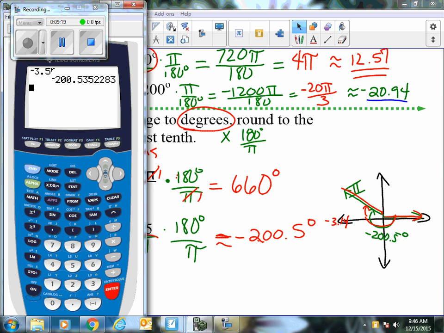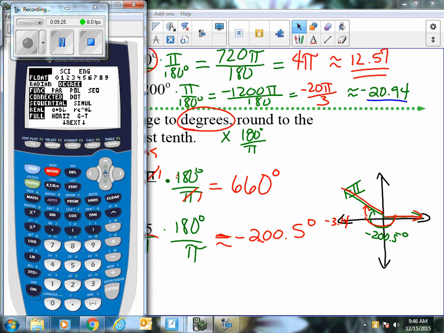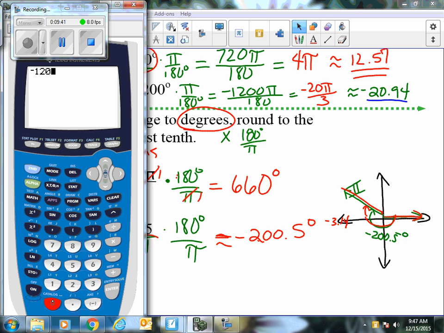Now going the other direction, I'll do that negative 1200 from up top. For that one, you have to change your mode into radians, because you want to change negative 1200 degrees into radian measure. So we need to go the other direction. Whatever you want your answer in, that's what mode your calculator has to be in. All right, so let's try that. We're going to type in negative 1200. Remember, if it's negative in one, it's negative in the other.